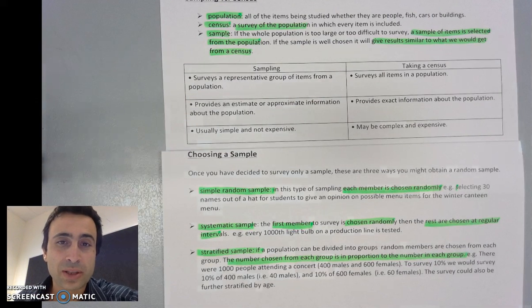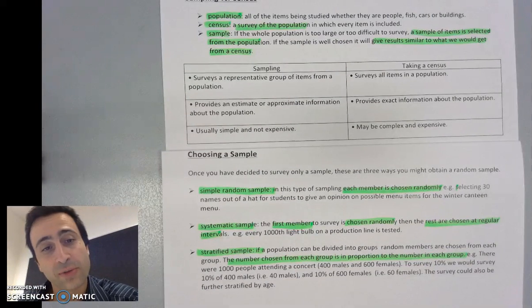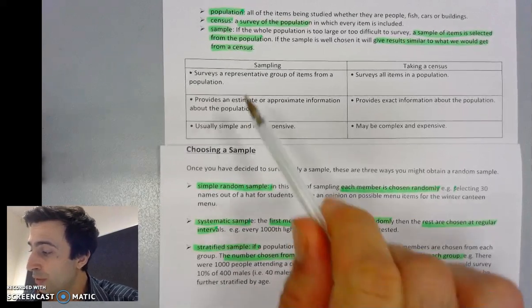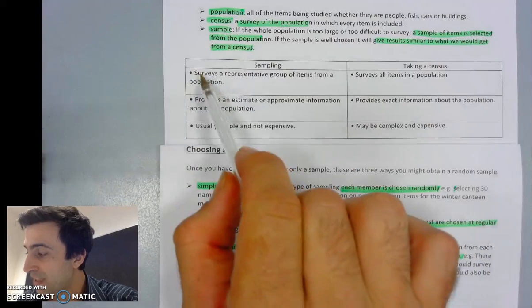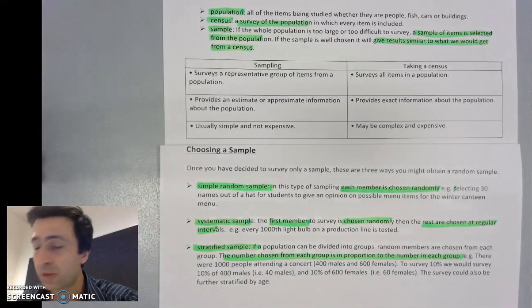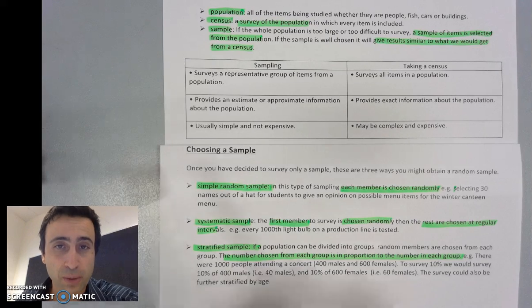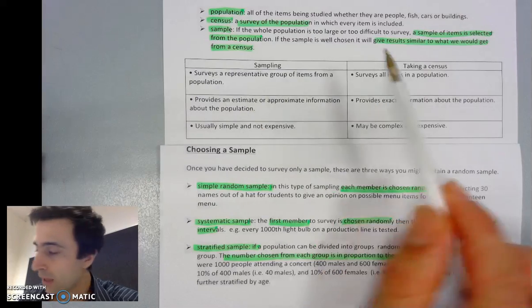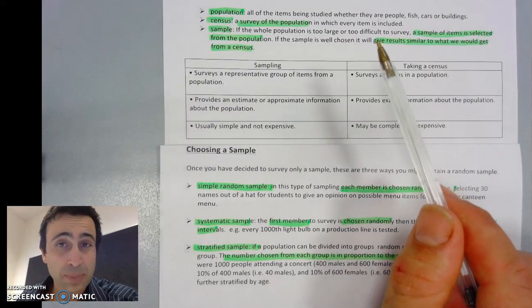Now, what's the difference between the two? Why would I choose a census over a sample? Well, a sample surveys a representative group and provides an estimate. So you're never sure with a sample. Because your sample is a representation of the population, you can only assume that that information is correct. And they're usually simple and not expensive.